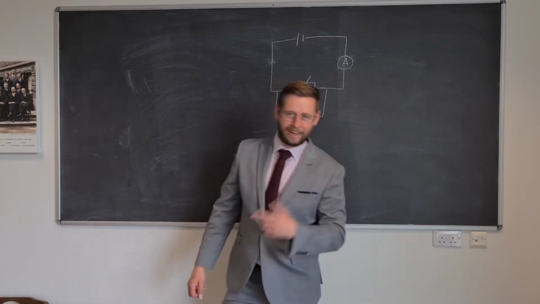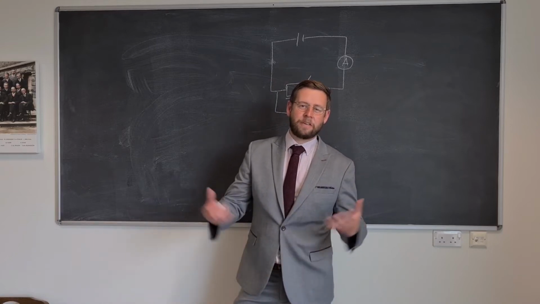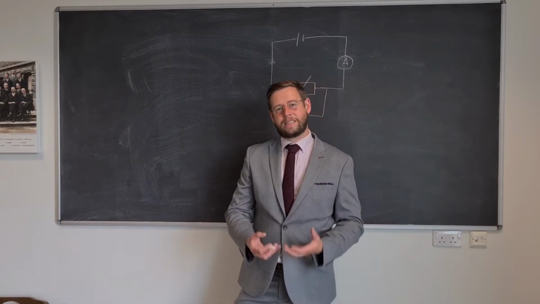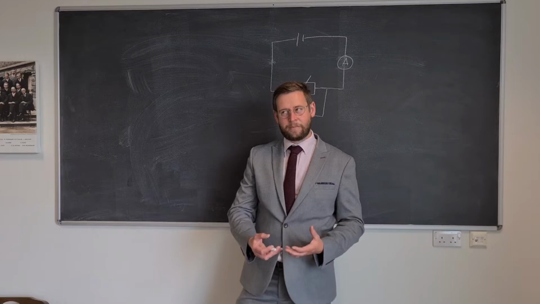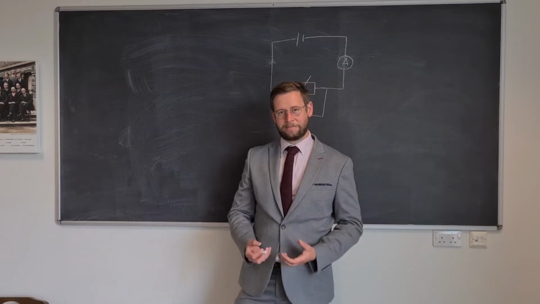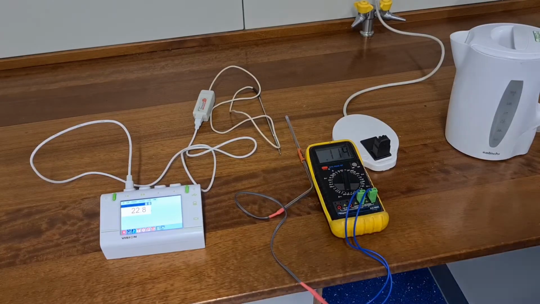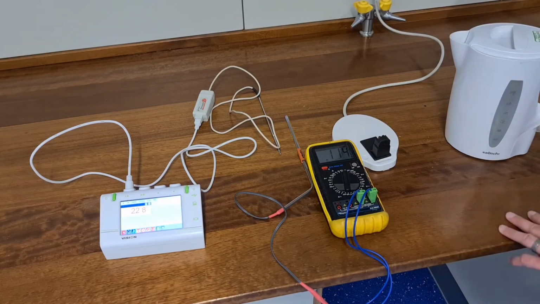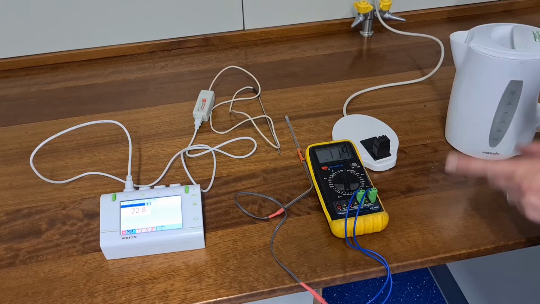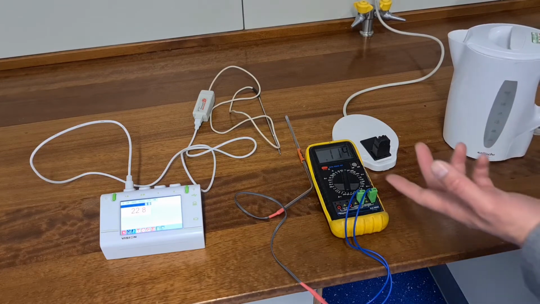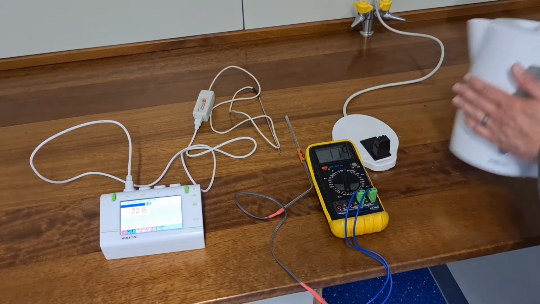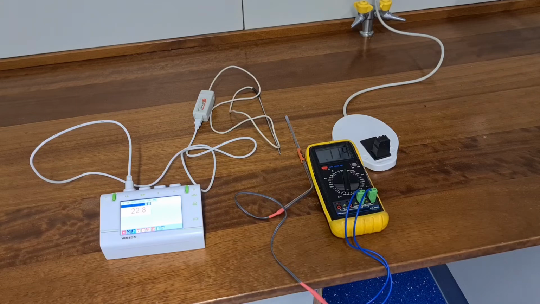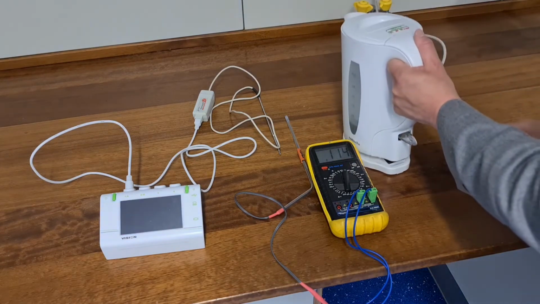But come into the lab and let's do an experiment. What we want to find out is, how does the resistance of a thermistor change as the temperature changes? So this is the experiment that we're going to do to demonstrate how the resistance changes with temperature. First of all, we need something whose temperature is going to change, and that's going to be provided by this kettle. So I'm going to put some water in this kettle and plug this in.